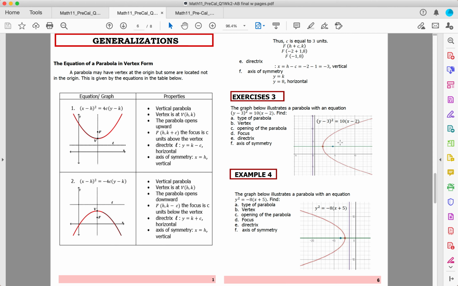And for the axis of symmetry, this is the line crossing your vertex at (2, 3). So y is 3. So this is your axis of symmetry: y equals 3. Okay? Very easy. I know you can do it.